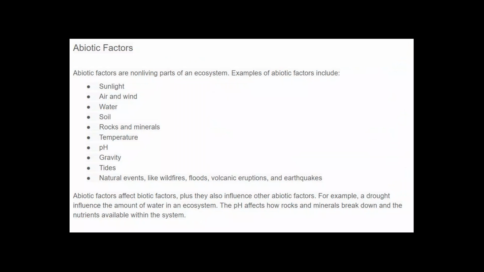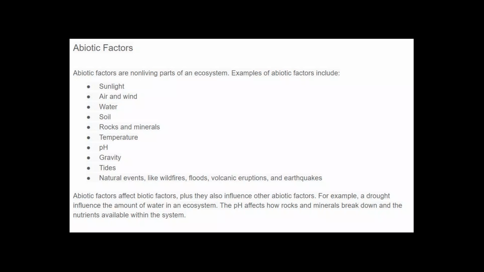Then abiotic factors are non-living parts of an ecosystem. Examples of abiotic factors include sunlight, air and wind, water, soil, rocks and minerals, temperature, pH, gravity, tides, natural events. And abiotic factors affect biotic factors, plus they influence other abiotic factors. For example, a drought will influence the amount of water in an ecosystem, and the pH affects how minerals break down and nutrients are available within the ecosystem. So one abiotic factor can affect another one.